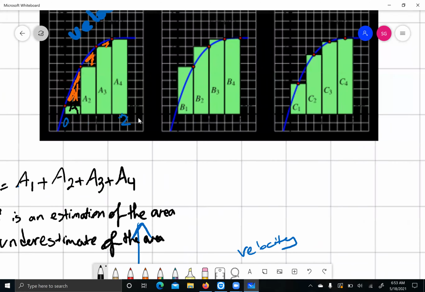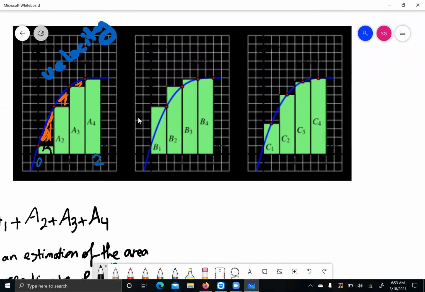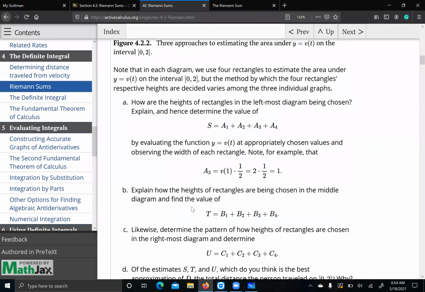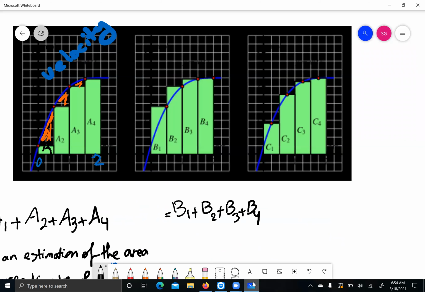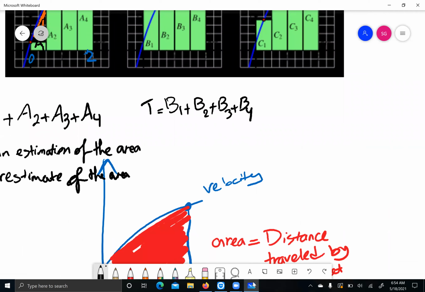The second way is looking at these boxes. So instead of those A1, 2, 3, 4 rectangles, you can draw 4 rectangles as B1, B2, B3, B4. Because we know how to calculate the area of these rectangles, we can find each one and add them all. What does the textbook call this? It's called T. And T is also an estimation of the area.